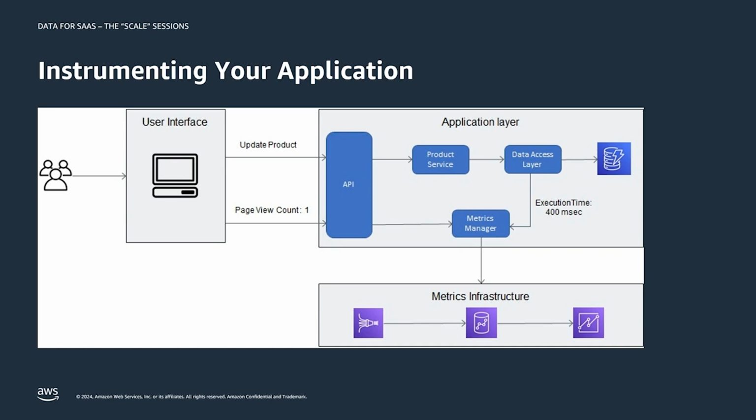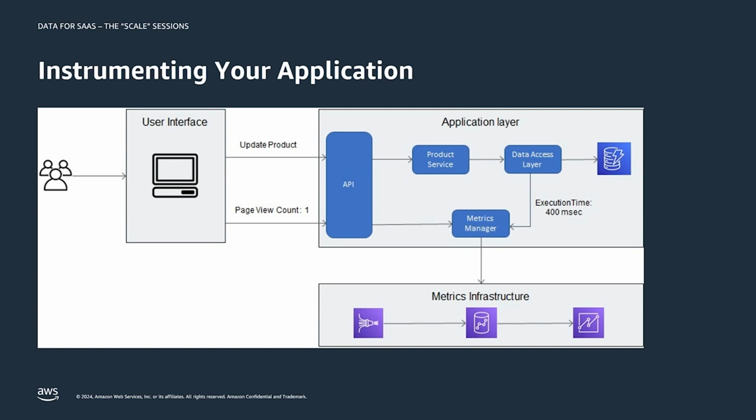So from the user interface, it publishes a metric to indicate that an update product page was called by the user, and therefore the page view count is increased by 1. That then flows through the application layer, through the data access layer, to then update a product within the DynamoDB table, which then returns back an execution time of 400 milliseconds.